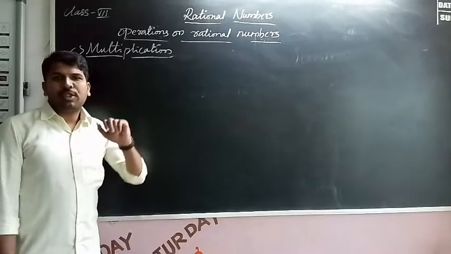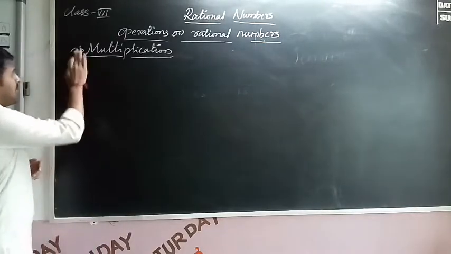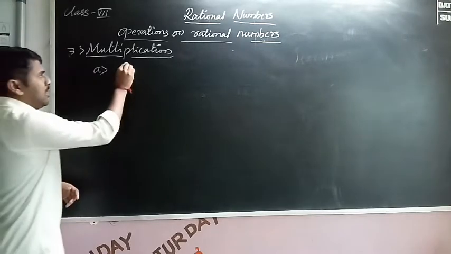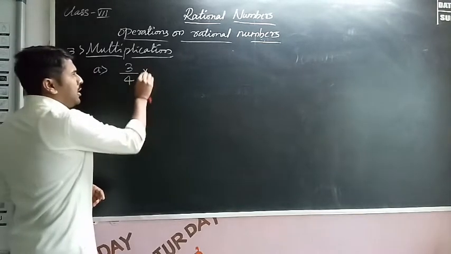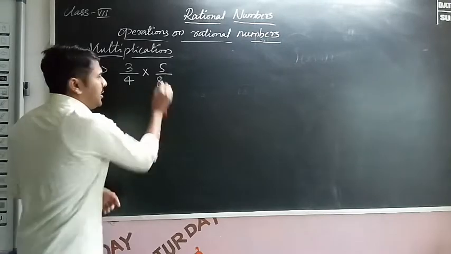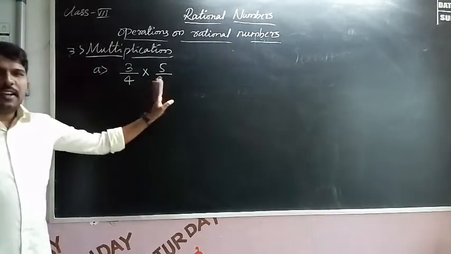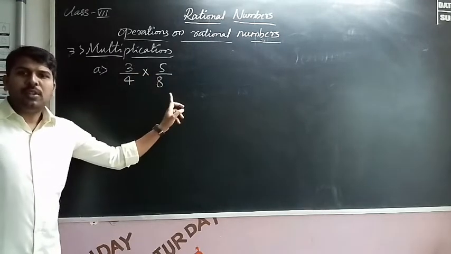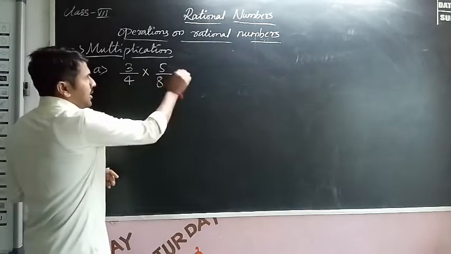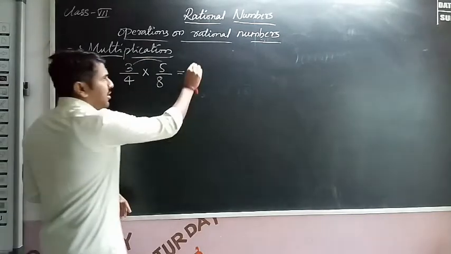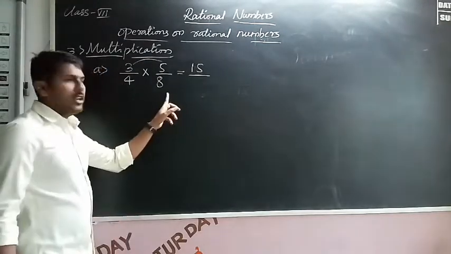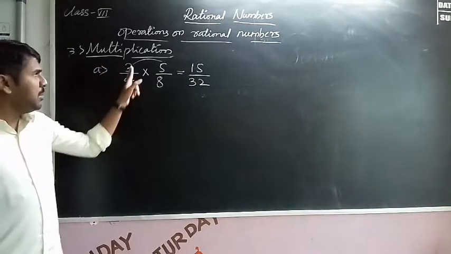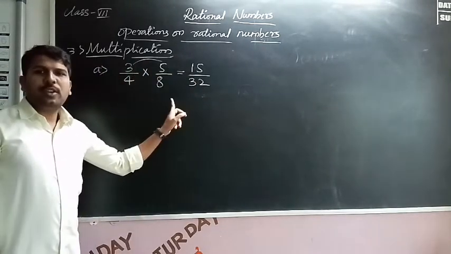Next, multiplication of rational numbers. So take down the examples. So this is the third one. 3 by 4 into 5 by 8. So how to multiply the rational numbers? So just multiply numerator to numerator, denominator to denominator. You will get the answer. 3 5s are how much? 15. Next 4 8s are 32. So this is the answer. Just multiply numerator to numerator, denominator to denominator.